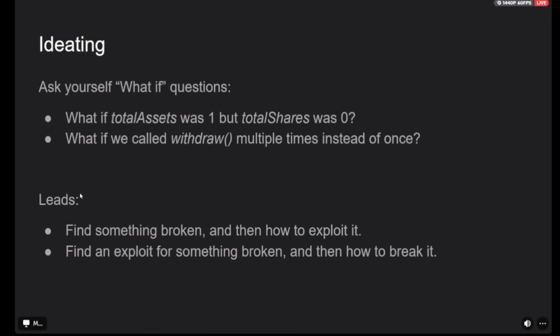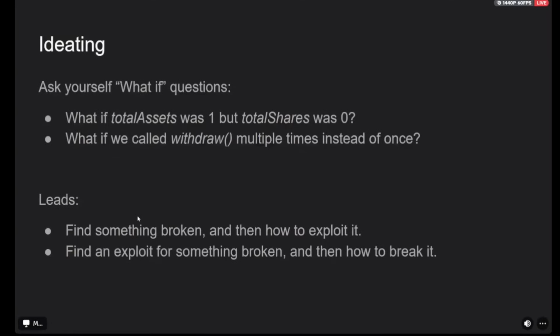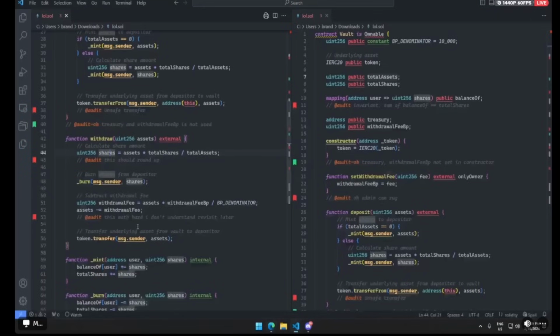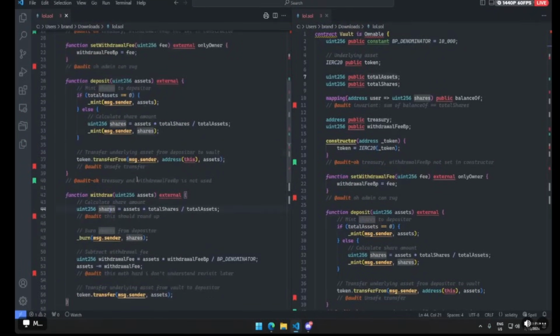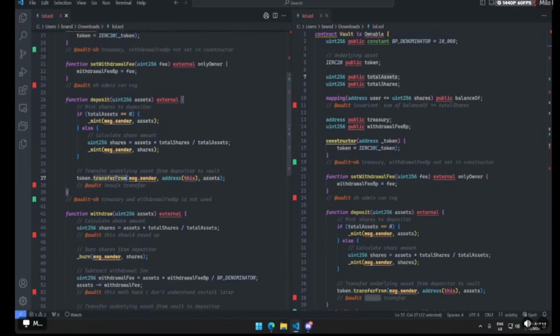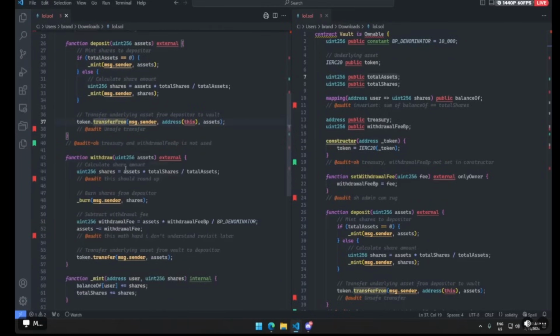Okay, I sort of explained the leads part just now, but there are basically two kinds of leads. The first kind of lead is you see something is broken and then you find a way to exploit it. Like unsafe transferFrom: you know that this is unsafe, but it should be safe, so it's broken. And then finding a way to exploit it will be, you see whether the token can be USDT, so this will break.